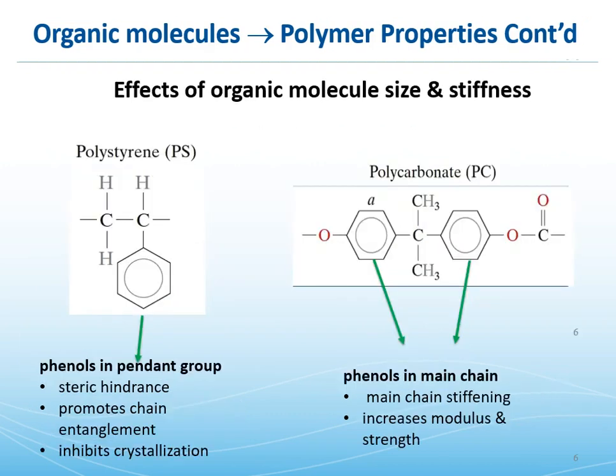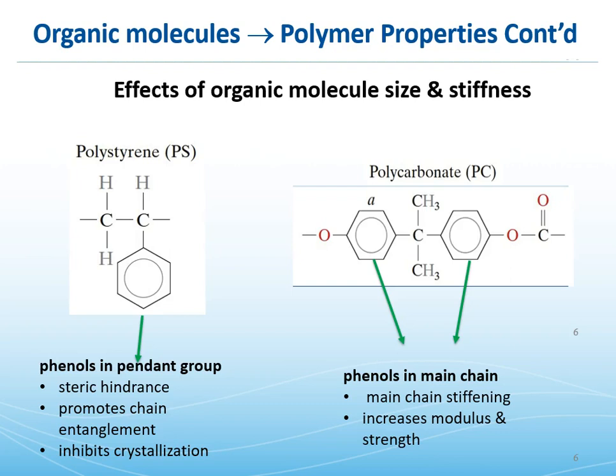Okay, steric hindrance. Polystyrene is a classic example. We've got a big bulky phenyl group on the side. So polystyrene would be polyethylene if we replace that phenyl group with a hydrogen. It's huge, especially compared to the rest of the repeat unit.